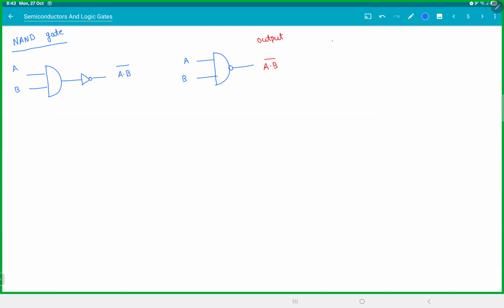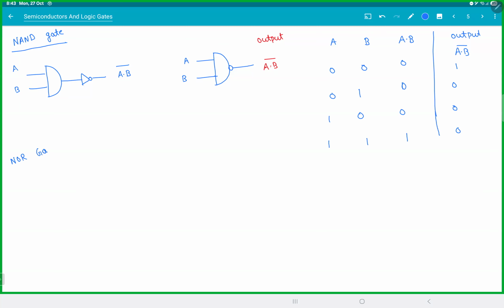So A, B, A dot B. The final output is A dot B whole bar. So 0, 0, 0, 1, 1, 0, 1, 1. This will be 0, 0, 0, 1. So the negation of A dot B is 1, 1, 1, 0. Clear with that? Then we have NOR gate.